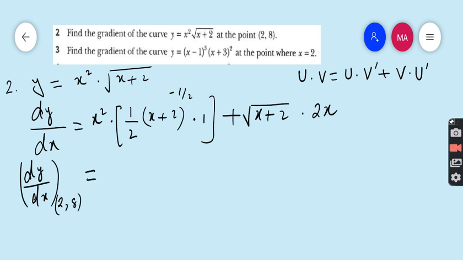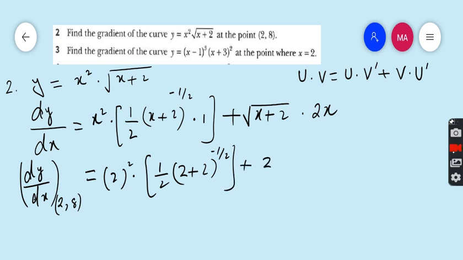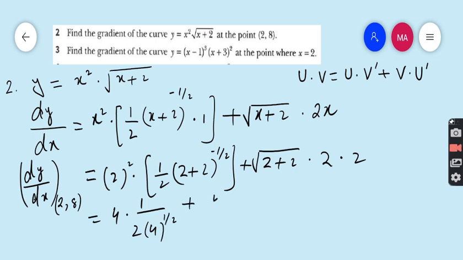It means we have to put 2 where we see x in the answer and we have to put 8 where we see y. So there is no y, so we just put 2. x square means 2 square, 1 upon 2, x means 2, so 2 plus 2, to the power minus 1 upon 2, plus x means 2, 2 plus 2 dot 2 multiplied by x means 2. 2 square is 4 dot 1 upon 2. 2 plus 2 is 4 and this minus 1 upon 2 should become plus 1 upon 2. Plus root of 2 plus 2, which is 4, dot 2 times 2.